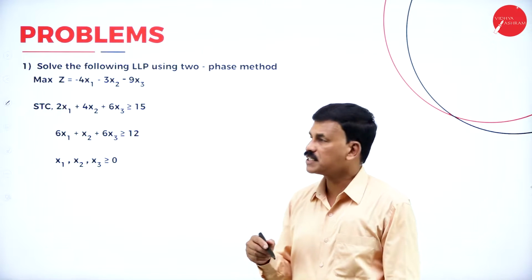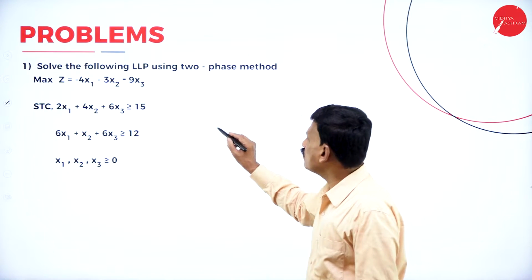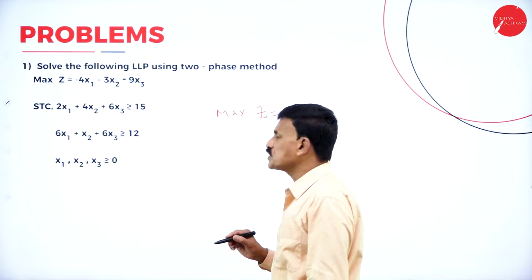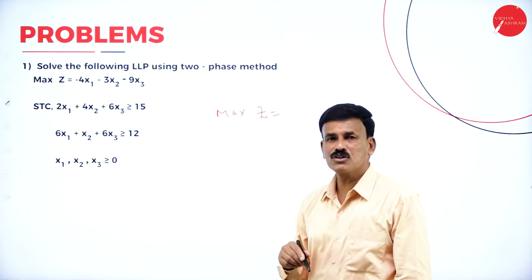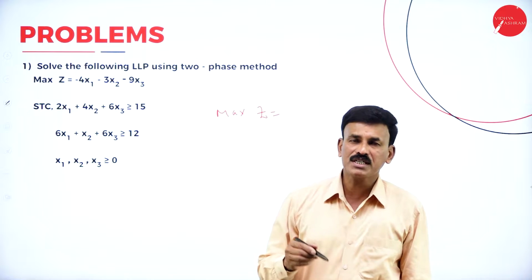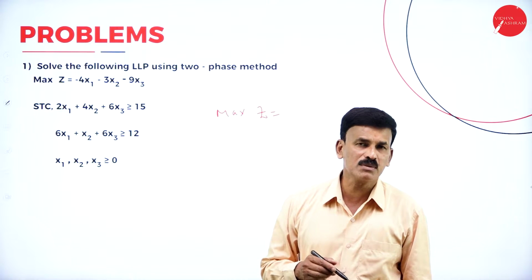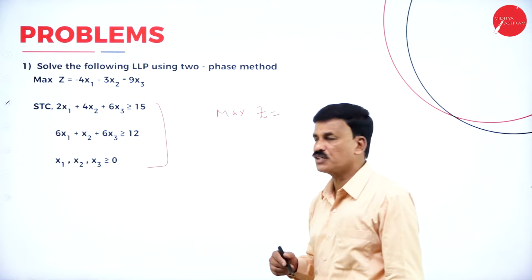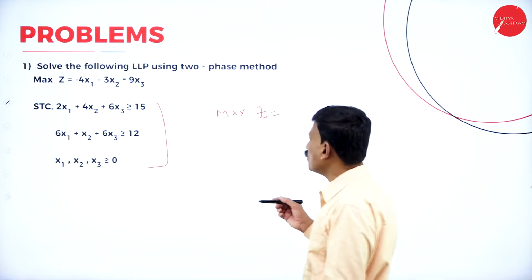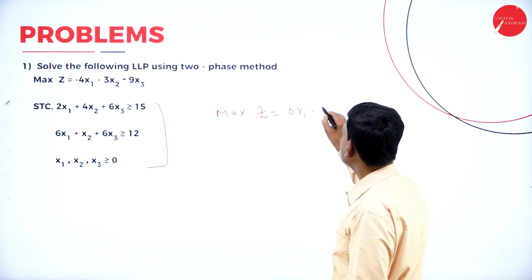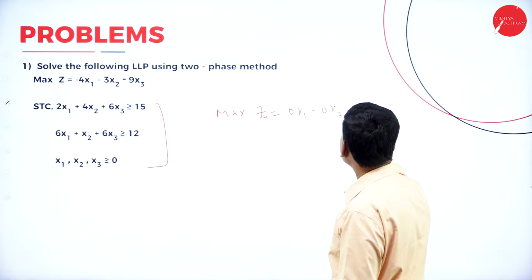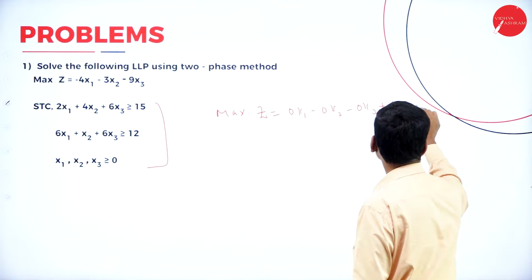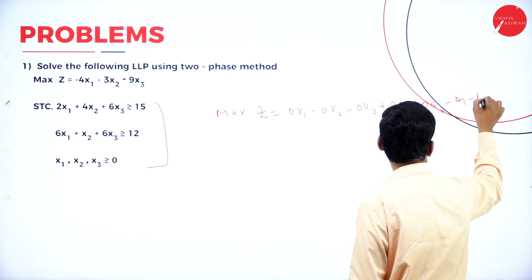Let us rewrite the given objective function. Max z is equal to minus 4x1 minus 3x2 minus 9x3. Now, convert all the coefficients to zeros except for the artificial variables, and put the constraints into standard form. So, the given equation can be put in the form max z is equal to 0x1 minus 0x2 minus 0x3 plus 0s1 plus 0s2 minus a1 minus a2.